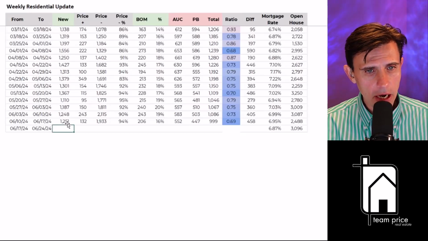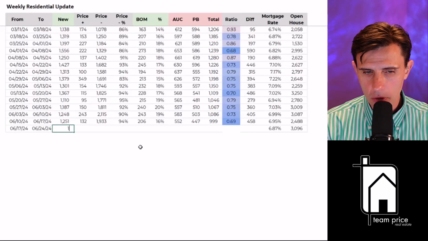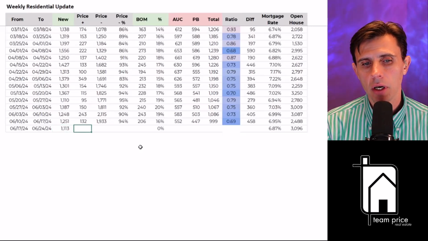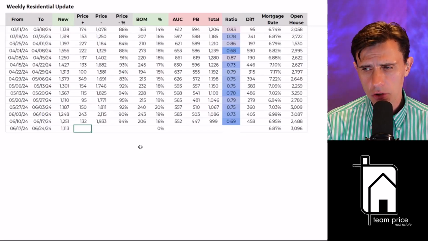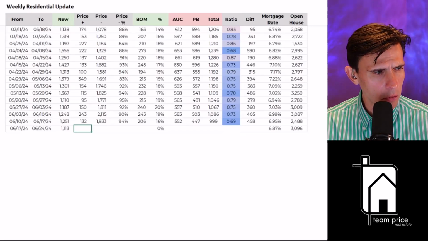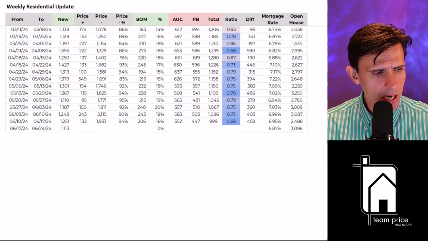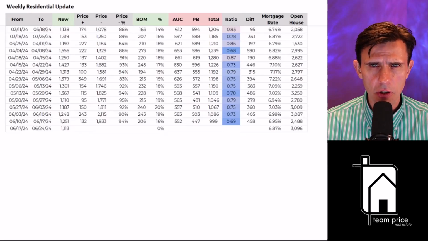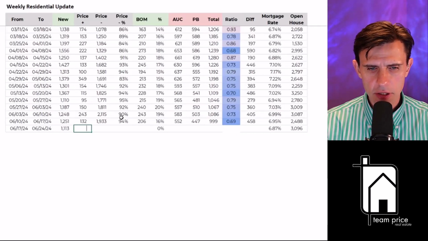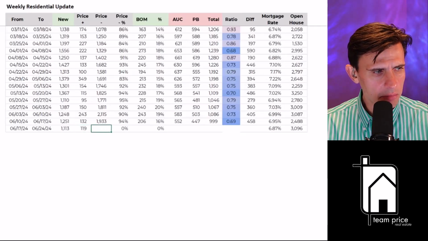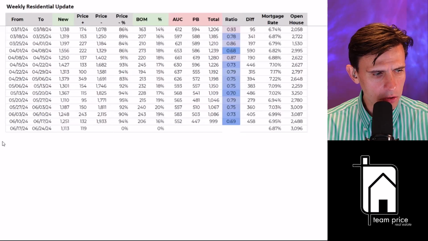Let's take a look at how many new listings. We are at 1,113. Expect that number to reach 1,200 new listings. Let's go to price increases. I am noticing some builders starting to advertise price increases. Not reflected in the data. 119 price increases.